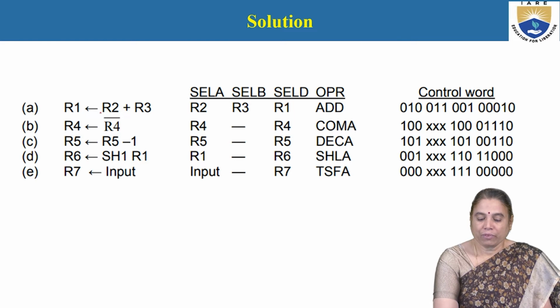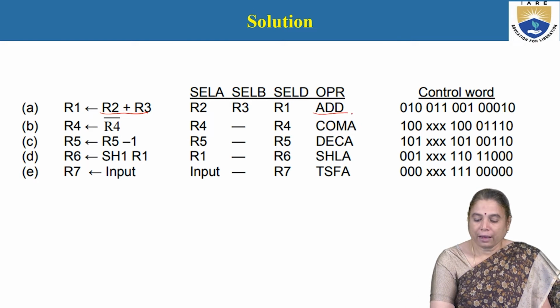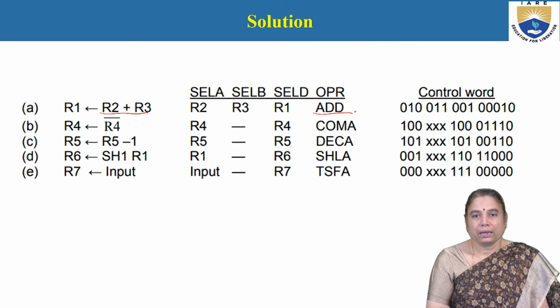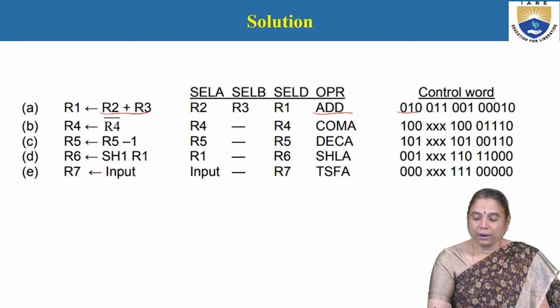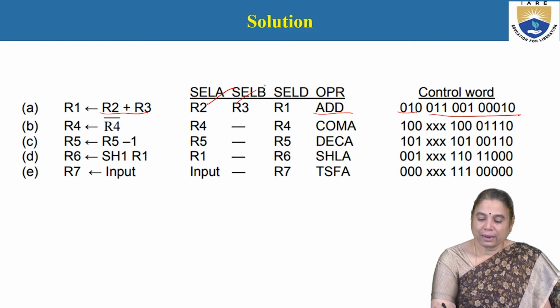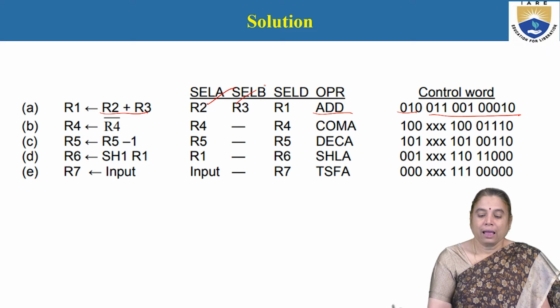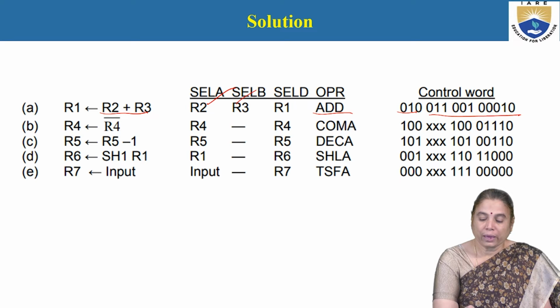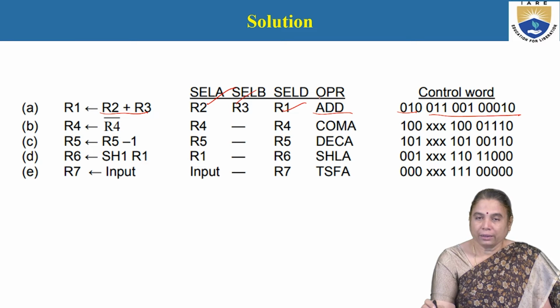So here we are performing the add operation. The add operation can be the memory referenced instruction. So the control word format is 010, and to reference the register, the control word can be in the binary form. Here the registers that are applied for the add operation are R2 and R3. Those can be selected by the select A and select B lines, and the destination has to be R1, and the operation code can be the add.